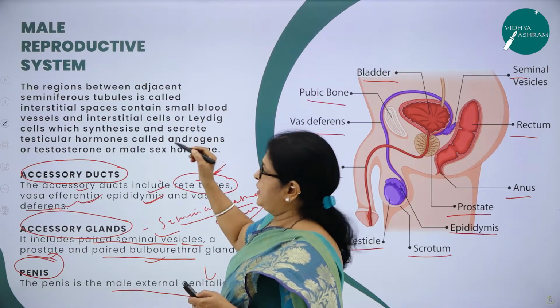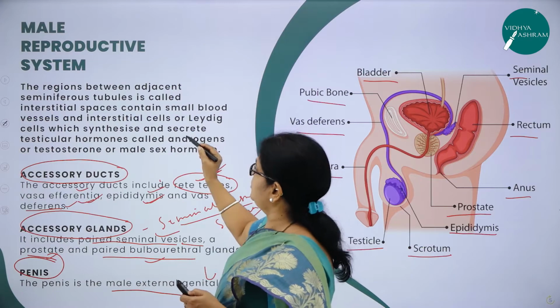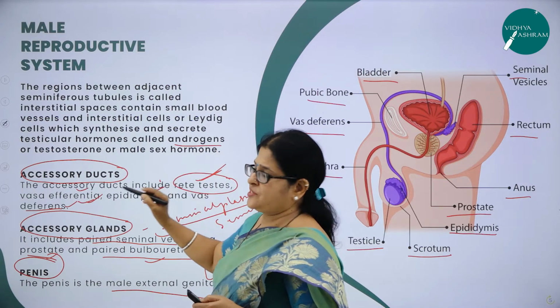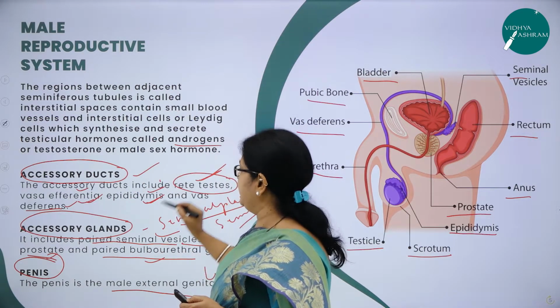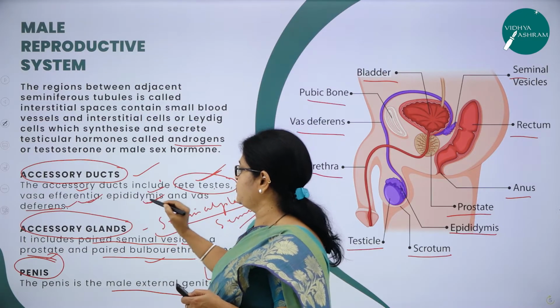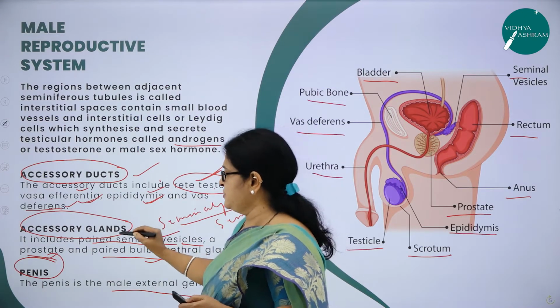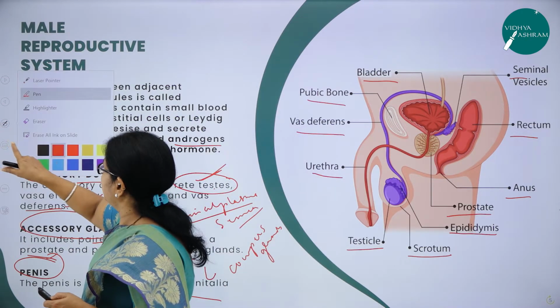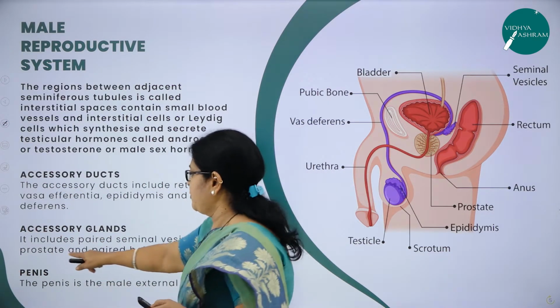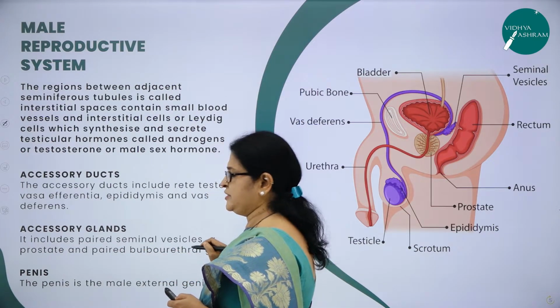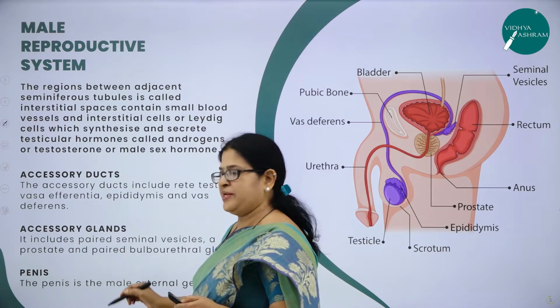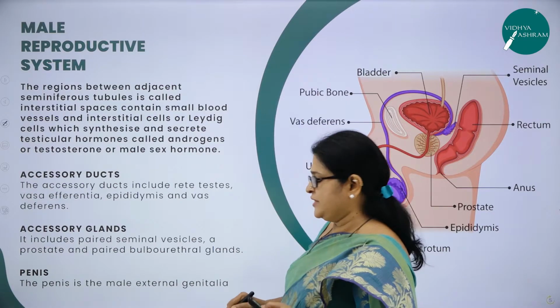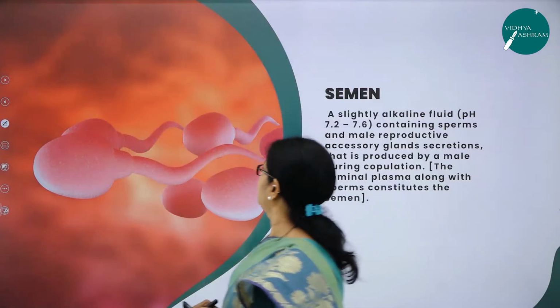So I think in this slide you have studied about the androgen and about the accessory ducts, namely the rete testis, vasa efferentia, epididymis and vas deferens, and the accessory glands like seminal vesicles. Then you have studied about a prostate gland and a paired bulbourethral gland, and about penis. Penis is nothing but the external genitalia of the male, right?